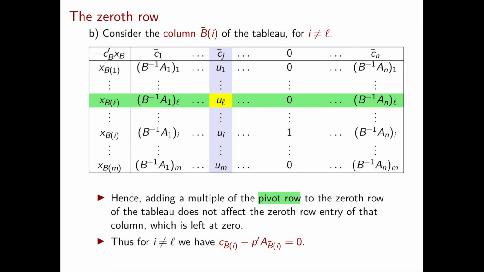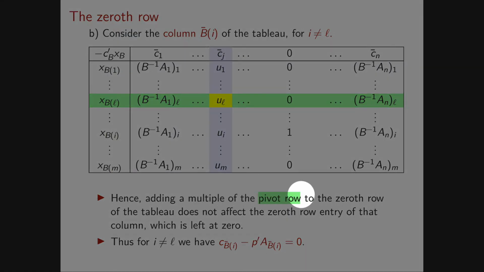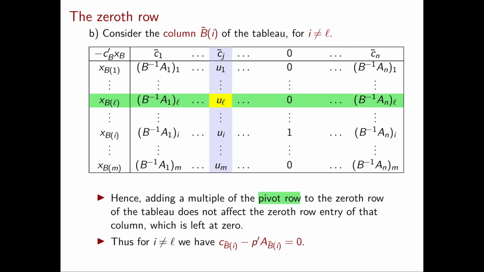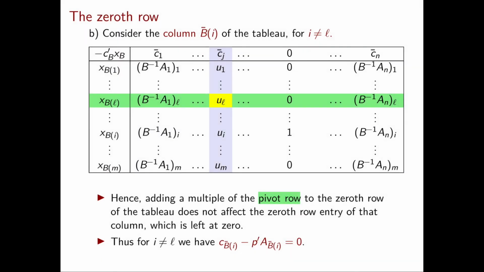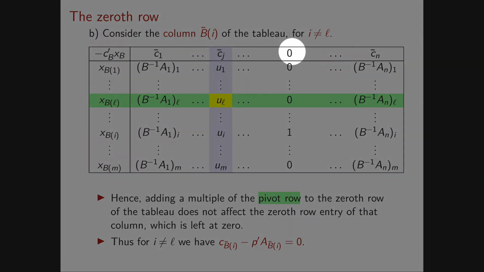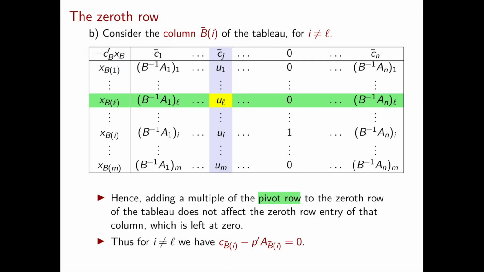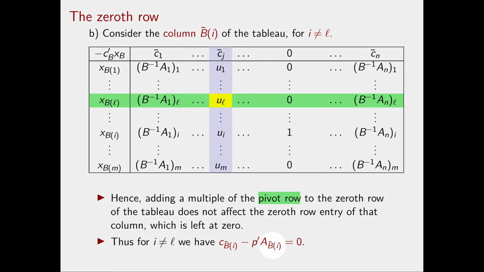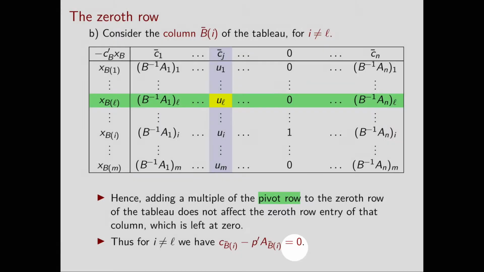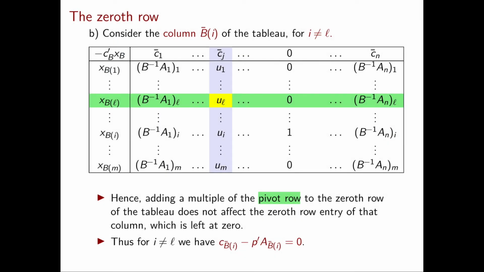And we can now understand the effect of our elementary row operations in the zeroth row. In our elementary row operations, we add a multiple of the pivot row to the zeroth row. But this means we're not making any change, because we're adding a multiple of 0 to 0. So at the end of the iteration, we will still have a 0 over here. In formula, for I different from L, we have C B bar I minus P transpose A B bar I equal to 0. Now this system of equations is the result of our second case, or case B.